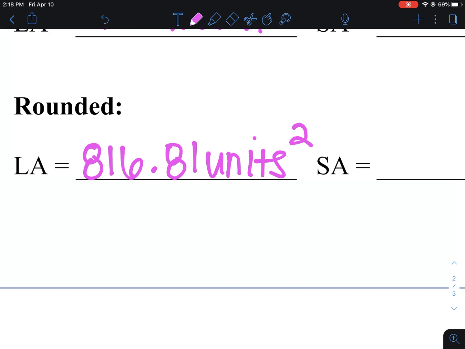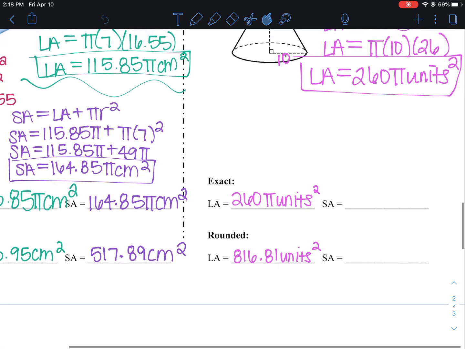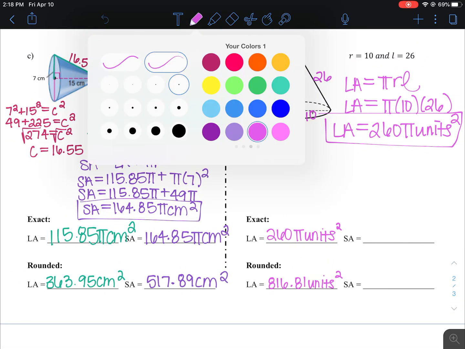Why does it keep doing that? It's so weird. My Notability is freaking out. Okay. Let's get through one more part.